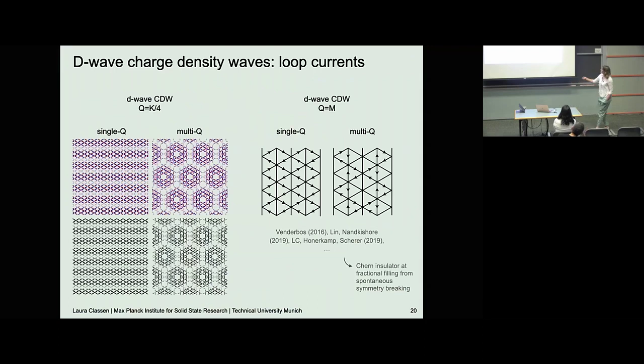The new state we found is the d-wave charge density wave with wave vector K over 4. It has both components, bond and loop current orders, and you need to go to larger lattices to see this period K over 4. And then for single and multi-Q, you get these nice tilings of the triangular lattice.